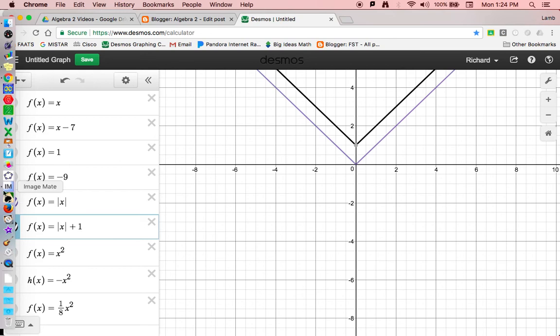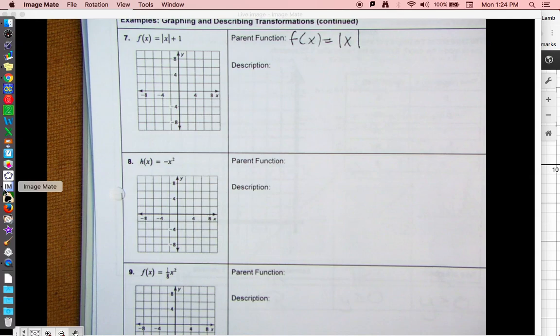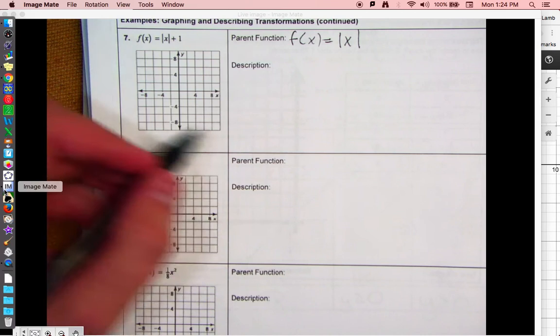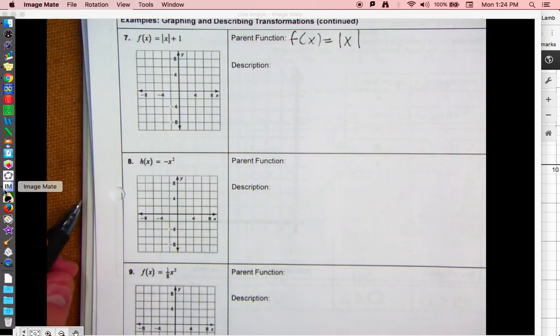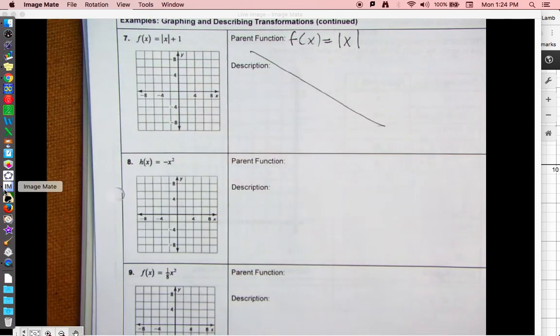As far as notes, I think we can skip that one because it's basically the same thing. So we'll cross that out.